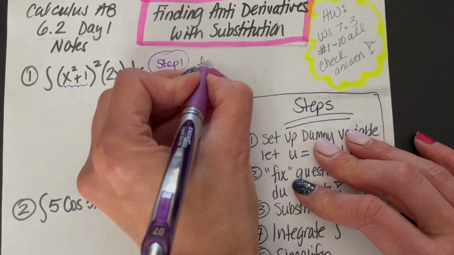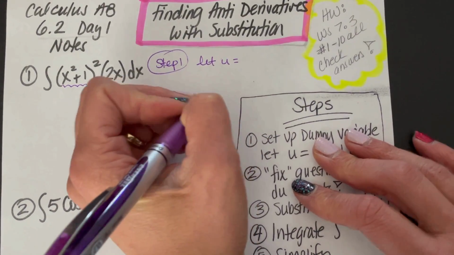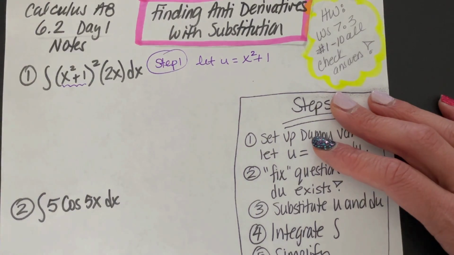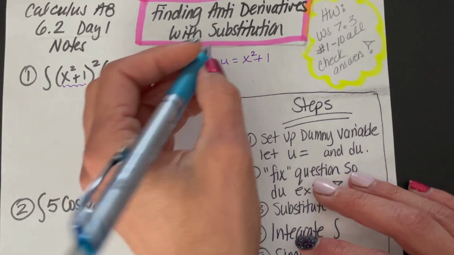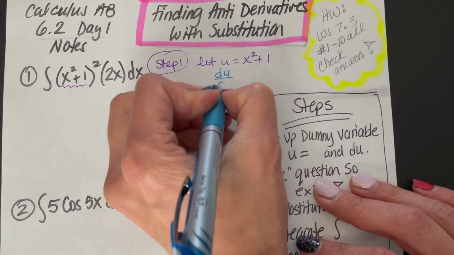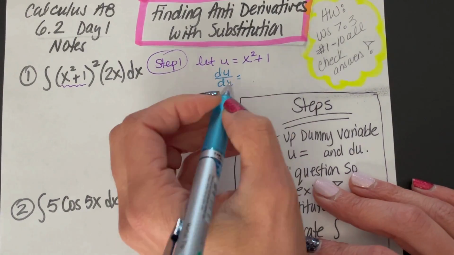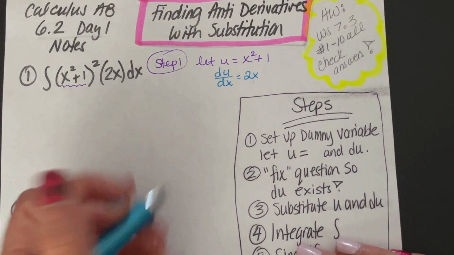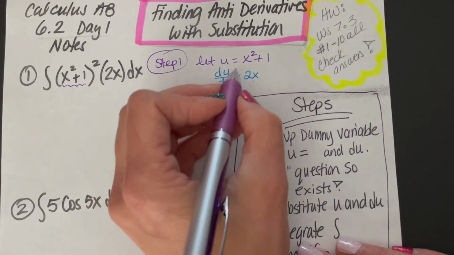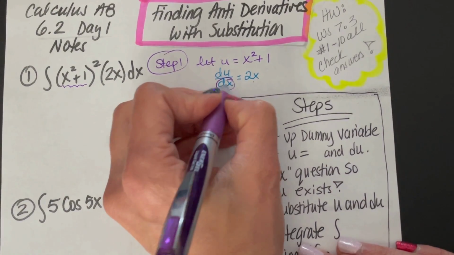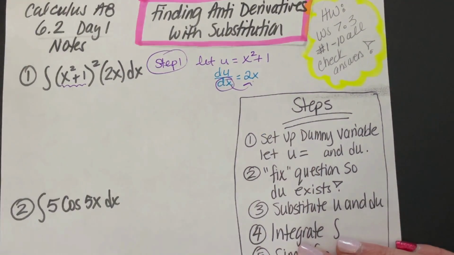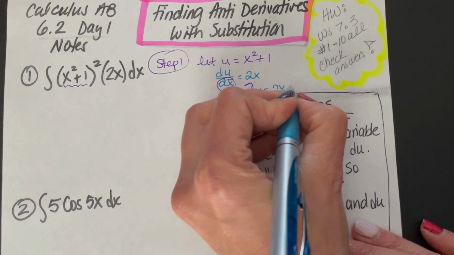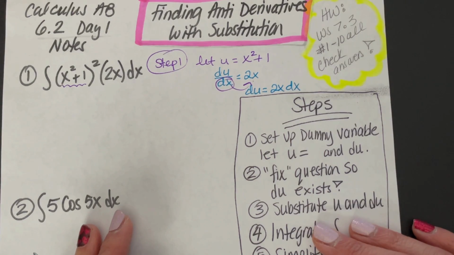All right, so we're going to let u equal x squared plus 1. And then we're going to take the derivative of that. So we're going to find du by dx, and the derivative of x squared is 2x. And the derivative of a constant is 0. And we need to get the du by itself, so we need to multiply the dx to the other side. So we will get that du equals 2x dx.